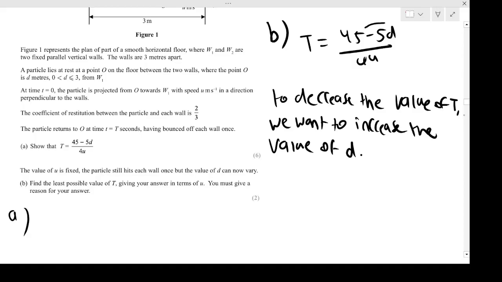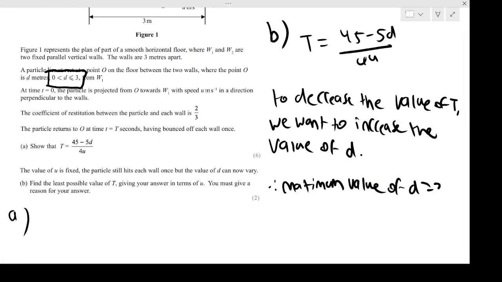And yeah, so don't try and think about it too deeply. Simply, if you increase the value of d, you take away a bigger number, therefore the whole fraction goes down. That's the whole idea, okay? Try not to overcomplicate it. So we want to increase the value of d as much as possible. Well, actually, if we stare at the question, we're told that d can only be between 0 and 3. So the maximum value of d equals 3. And that's really it, okay? So therefore the maximum value of d is 3.